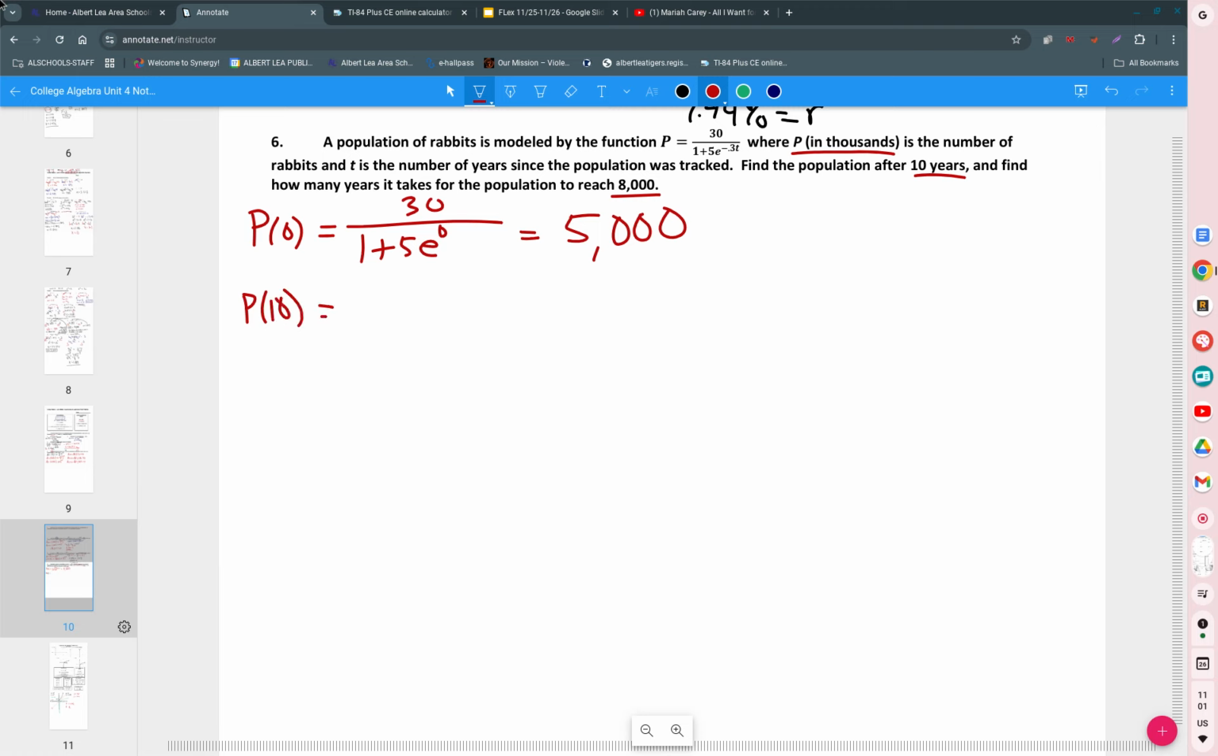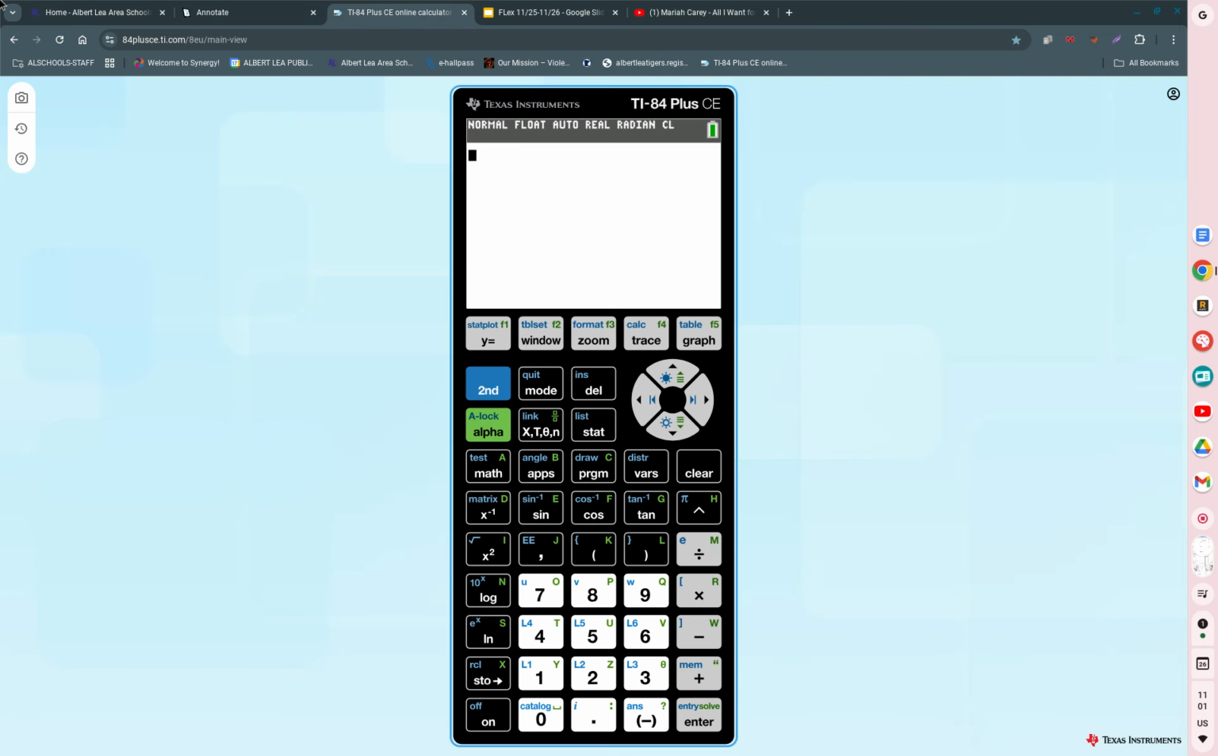So now let's find the population after 10 years. All we're going to do is plug in 10 for t, and I have 30 divided by 1 plus 5e to the negative 0.3 times 10, which is negative 3. So I have to type that into my calculator. 30 divided by, parentheses, because we have multiple things in our calculator, 1 plus 5, second, natural log. And I get 24.020. So we have 24 rabbits, no, 24,000. 24,020 rabbits.